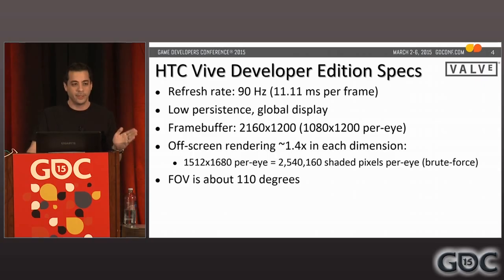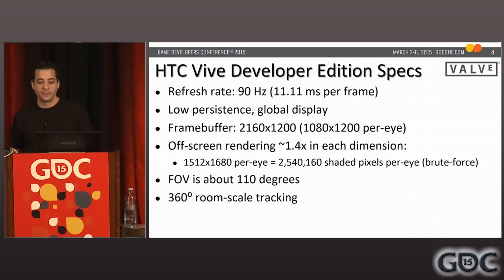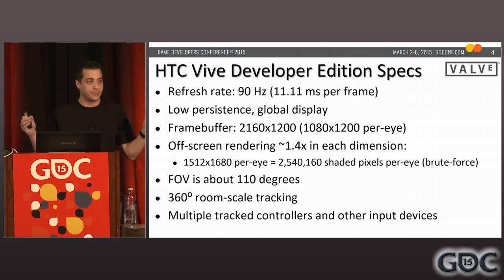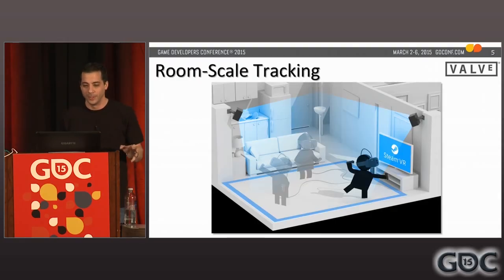The FOV is about 110 degrees. We have 360-degree room scale tracking, meaning you have a large track space you can walk around in, which is important, which I'll talk a little bit more about in a second. And we also have multiple tracked controllers. So the developer edition, we're saying, is going to ship with 2 single-handed controllers that are fully tracked in the same absolute space as your HMD is, which is pretty awesome.